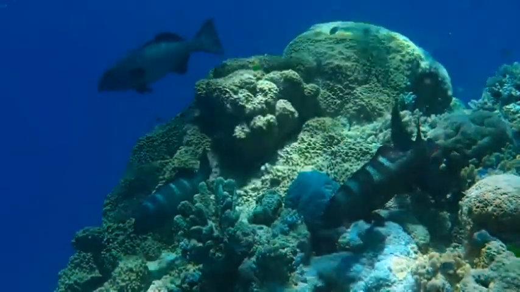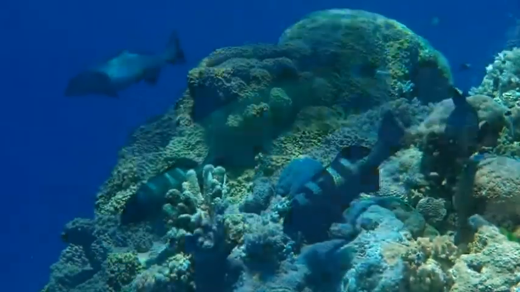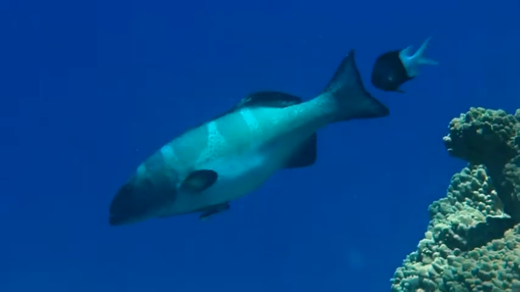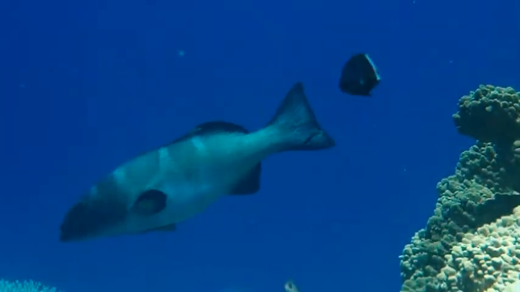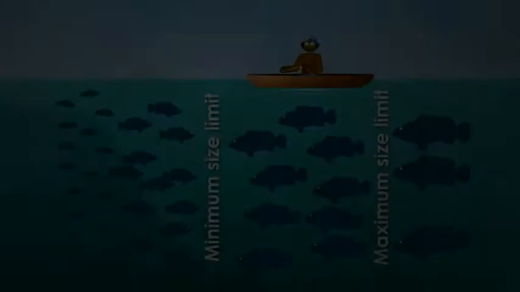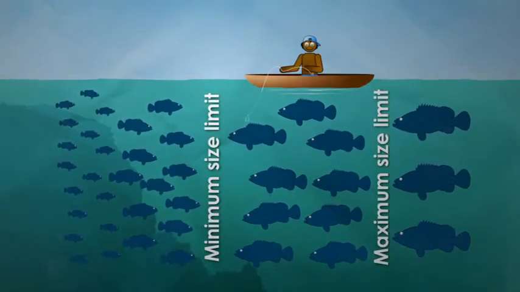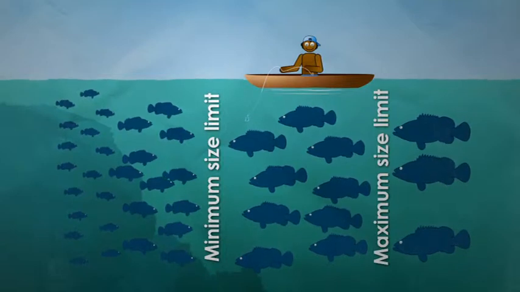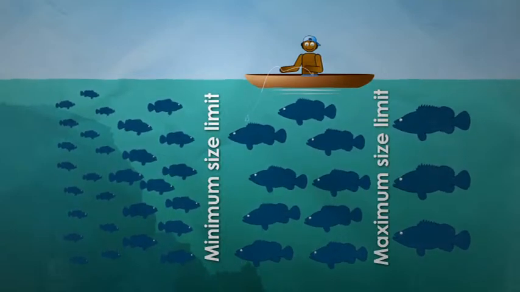Typically, older, larger specimens are better spawners, and therefore are better left in the ocean to make more fish. This important piece of information gives us another management tool to help us make more fish.